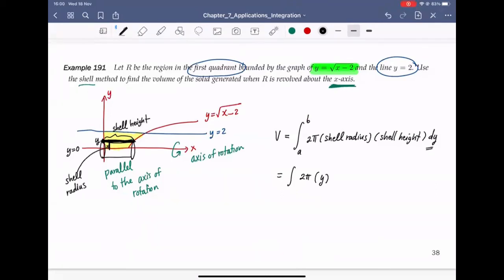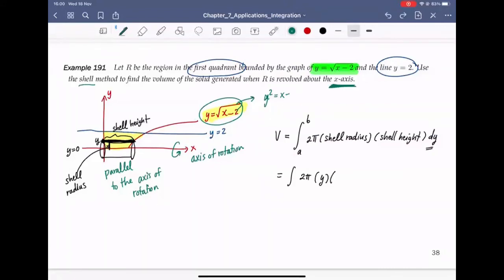Does it make sense? So your shell height is going to be what? It's going to be the right hand side curve, which is y equals square root of x minus 2. And then the left hand side is going to be x equals 0, right? Well, that means you have to convert this thing. So you're going to convert this to x equals, well, let's go slow, y square equals x plus 2, which means x equals y square.